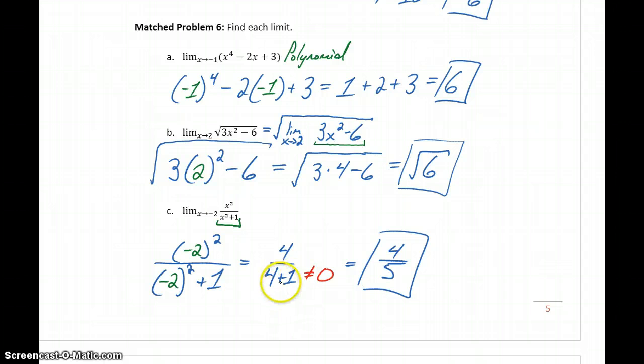In this section, all the problems we consider, you'll be able to solve this limit by direct substitution. Solve the limit of a rational function. In the next section, though, we'll look at cases where that denominator does equal 0 and what we have to do in those cases.